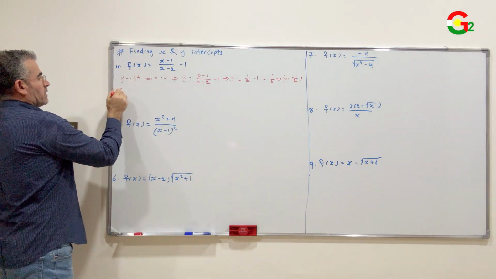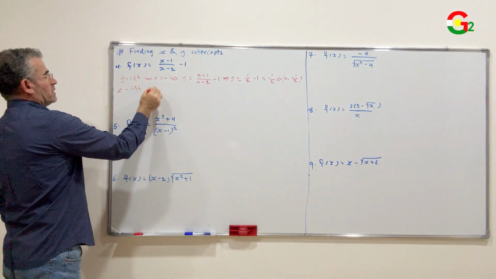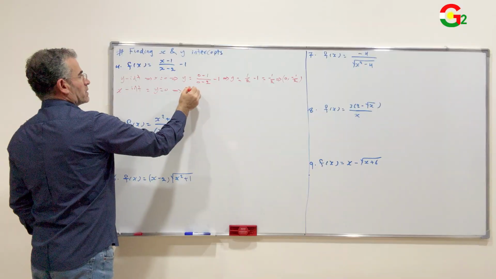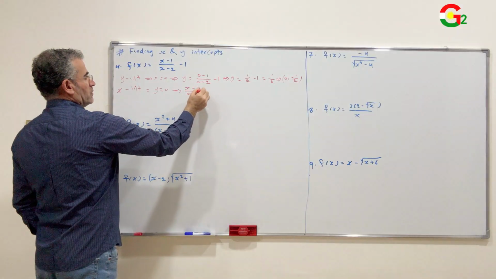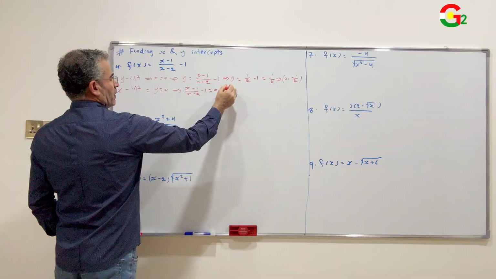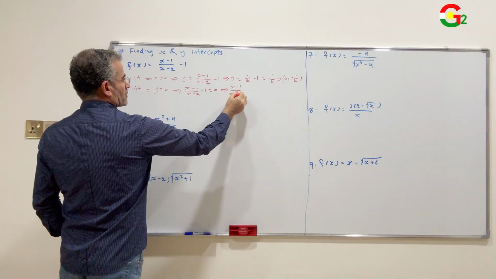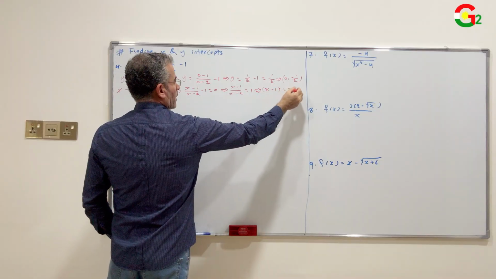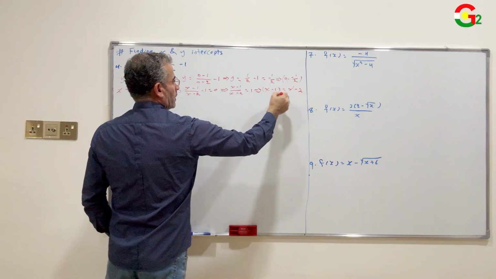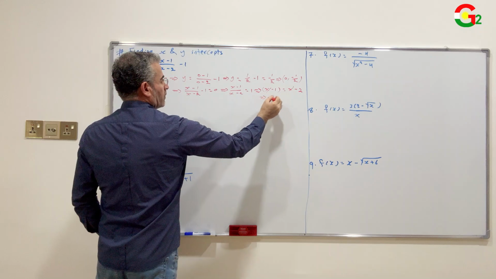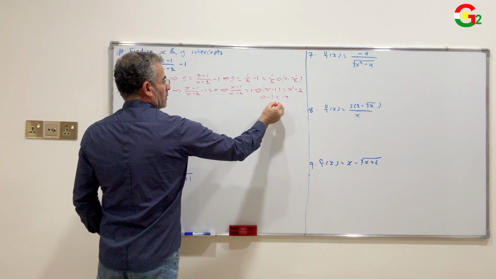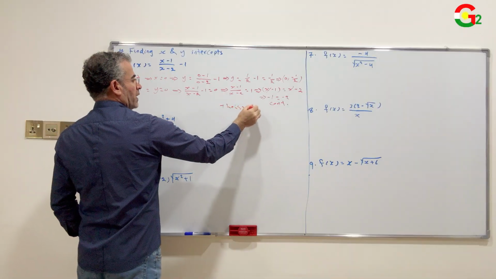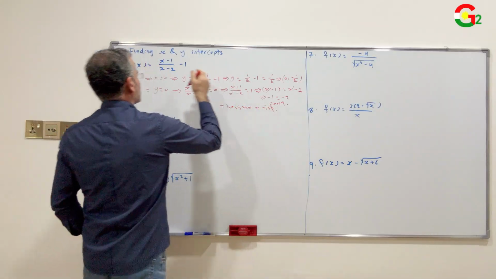For the x-intercept, we set y equals 0 and solve the equation (x minus 1) over (x minus 2) minus 1 equals 0. Then (x minus 1) over (x minus 2) equals 1. Then x minus 1 equals x minus 2. Subtracting x, negative 1 equals negative 2, a contradiction, so there is no x-intercept for this function.